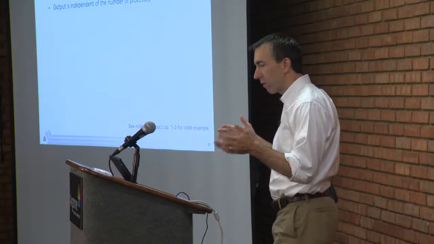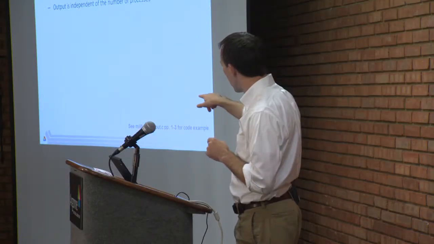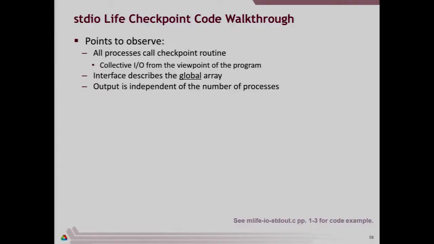Okay, so we're gonna walk through the code. There are notes on these slides where we are in the code, but I'm going to show the code, so that's just sort of bonus material. So again, this is collective. The interface talks in terms of sort of the global array, and the output is going to be this single sort of logical view independent of the number of processes. So you could run this with 1,000 processes, and it might run slowly, but you would get the same single sort of view of the matrix that you would get from 2 processes or 10 or whatever.